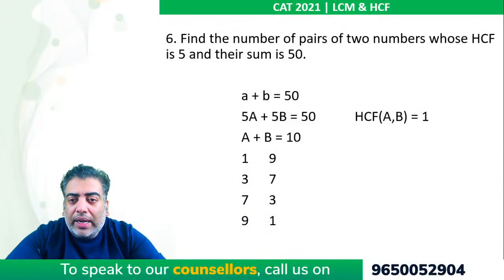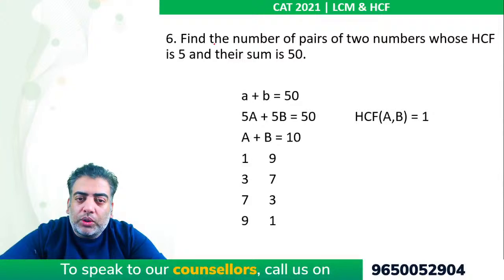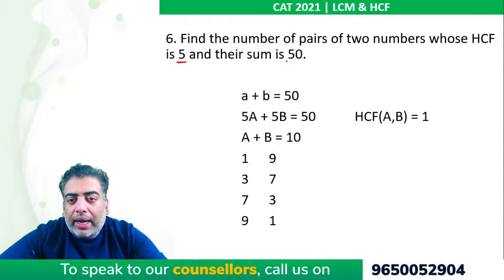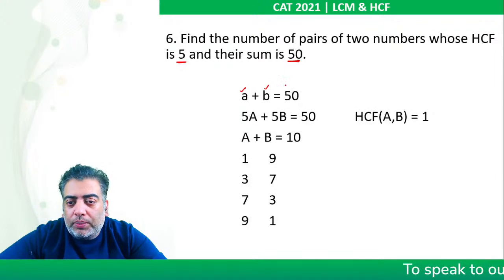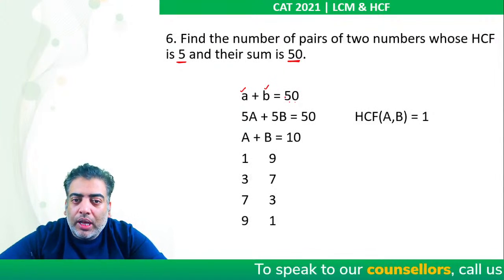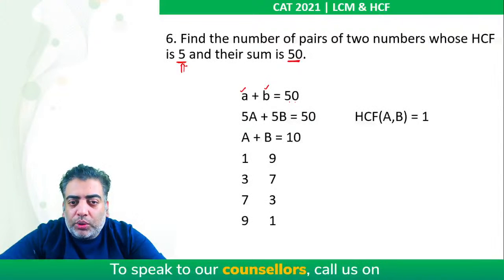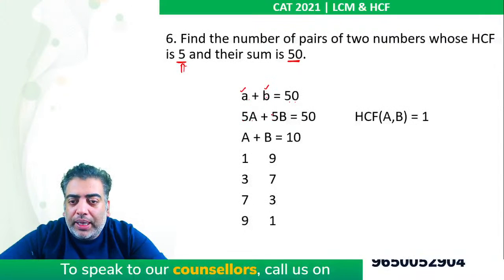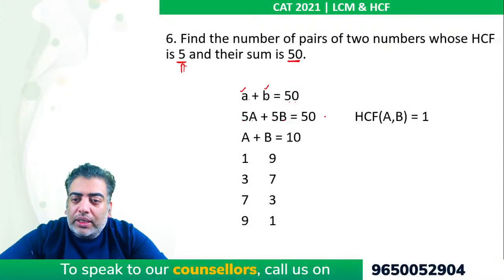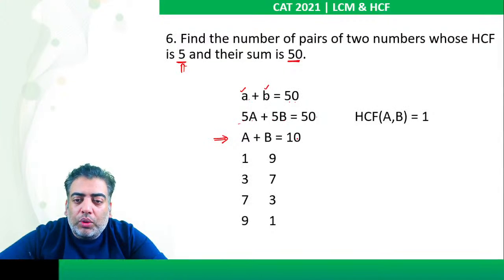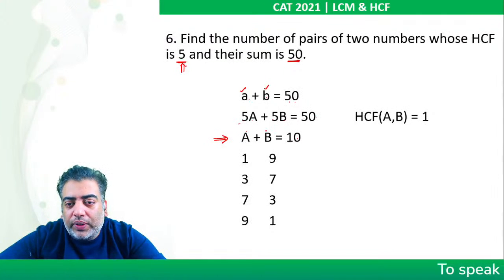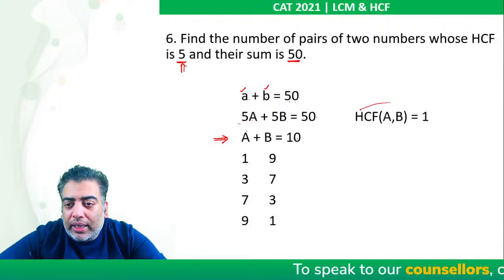Now here it says find the number of pairs of two numbers whose HCF is 5 and sum is 50. So let's take two numbers small a, small b, whose sum is 50. Because their HCF is 5, I can write a as 5a and b as 5b, which sum to 50. So 5 gets cancelled out, giving me a plus b equal to 10. Now we need to write down all the cases wherein the sum of a and b is 10 and their HCF is 1.